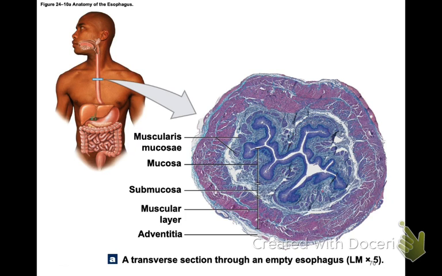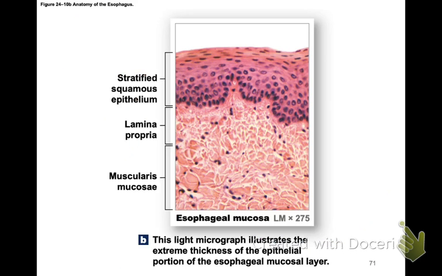So here's a transverse section through the empty esophagus. And you can see the lumen itself, the white area in the middle, is very small, and you can see how folded that esophagus actually is. And here's a close-up of the surface. You can see the stratified squamous epithelium, the lamina propria, and in the muscularis mucosa, you've just got to look for those darker pink bundles of muscle fibers.